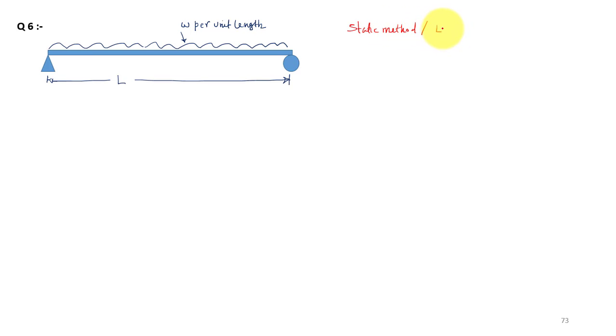Method or lower bound theorem. Because it is statically determinate, you have to look at only one critical section. If you draw your bending moment diagram, this will be the bending moment diagram. The maximum moment will be, it is the intensity of a load per unit length, so this will be WL square by 8. That is my peak moment.